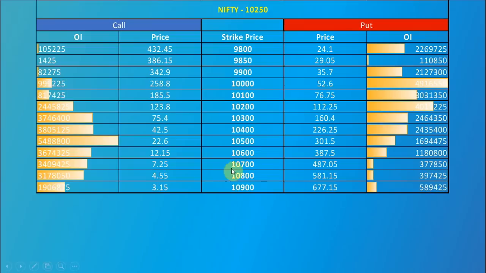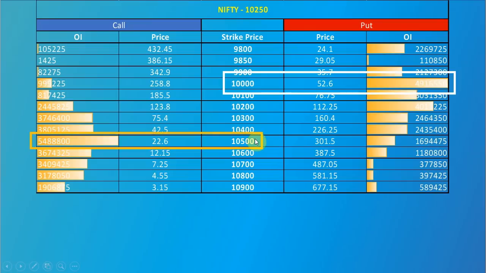But the resistance at 10,500 is stiff, because that is where the open interest is concentrated. By reading all this, the most reliable information I really wanted is the 10,500 and 10,000. This information is important. The rest is not so important, so I am going to limit myself to the 10,500 call option and the 10,000 put option.